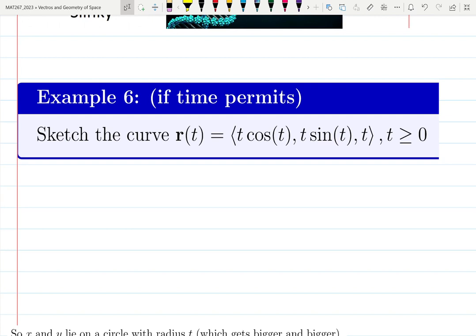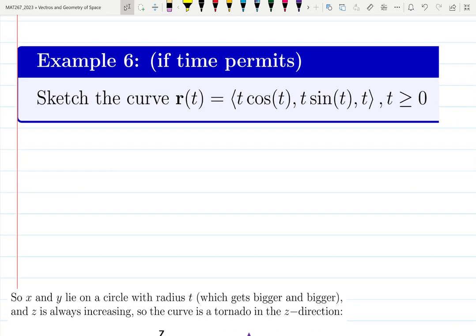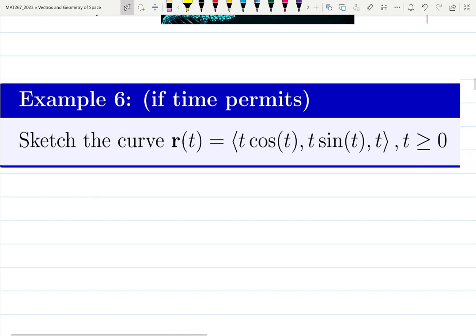Let's see if I want to do more or not. Let's keep this one. No, actually, let's do it. I will ask you, you don't have to write it down, but it's kind of fun to guess. Guess what's the difference with this one? Interesting. Can you guess? t cosine t, t sine t, and t. t is positive, well, starting from 0. What do you think that is?